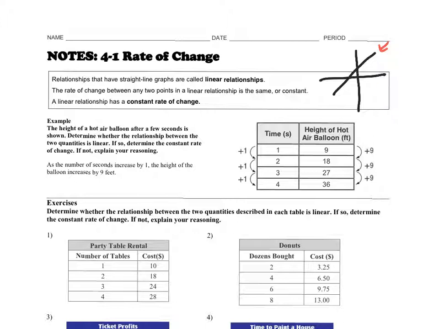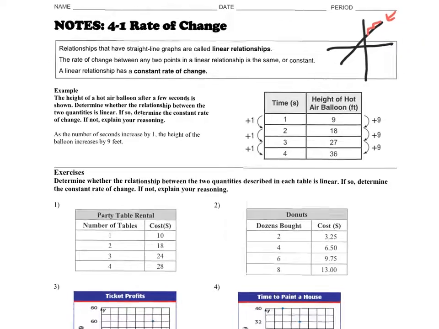in a linear relationship is the same or constant. A linear relationship has a constant rate of change. Remember that we talked about this back a couple of units, or when we did a 7th grade unit on it. The rise over the run is the same, so therefore the line is linear and it has a constant rate of change. Okay, so look at the example in example 1.